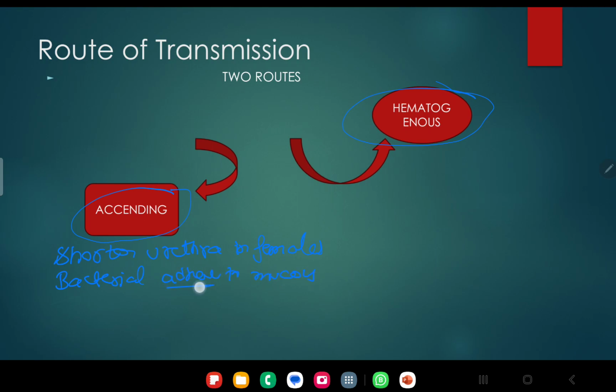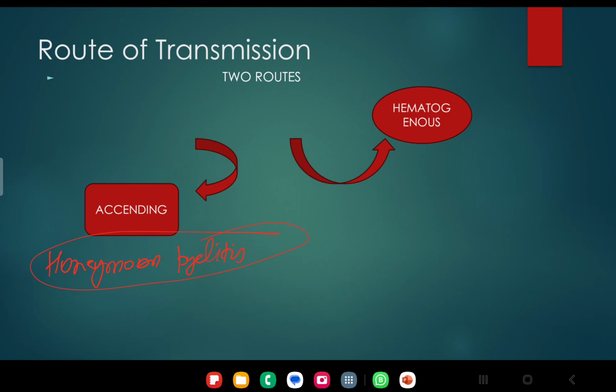Bacterial adherence means the attachment of bacteria to the mucosa under hormonal effects, and maybe any urethral trauma, any injury. Yes, sometimes injury occurs during sexual intercourse. And there is one disease with a very interesting name, that is honeymoon pyelitis.